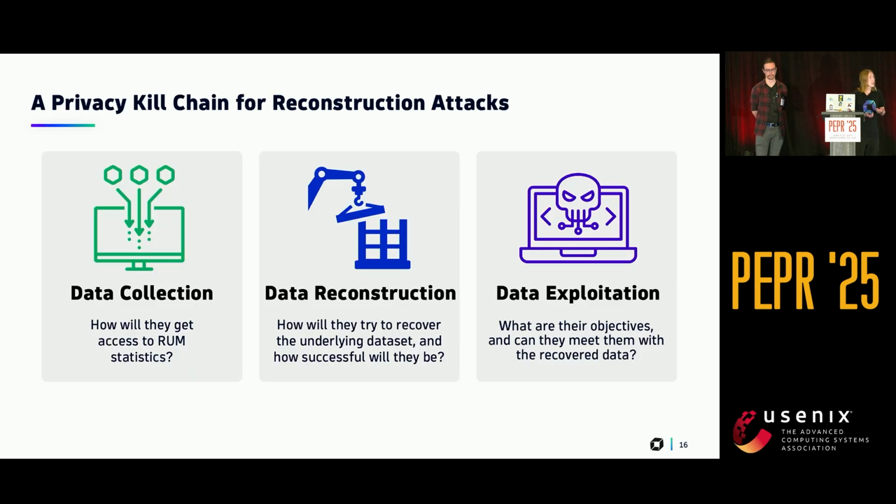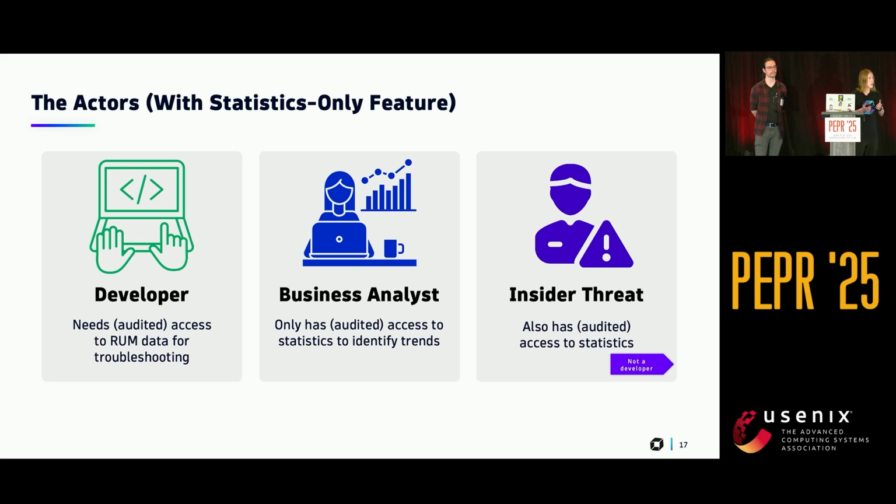And we can define a similar 3-stage kill chain for reconstruction attacks. Instead of those stages of in, through, and out, we have first data collection, gathering lots of statistics, then data reconstruction to recover the underlying data set from those statistics, and finally exploiting the recovered data to try to achieve the attacker's objectives.